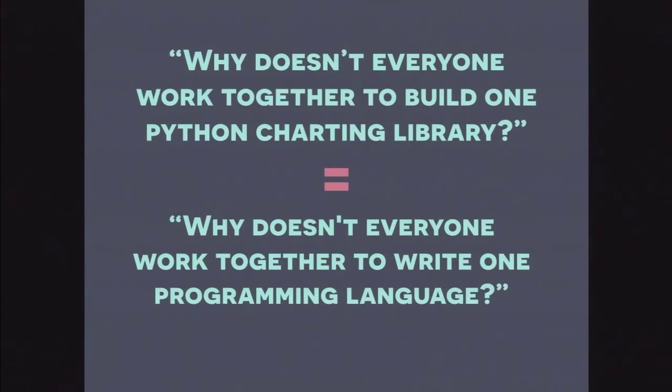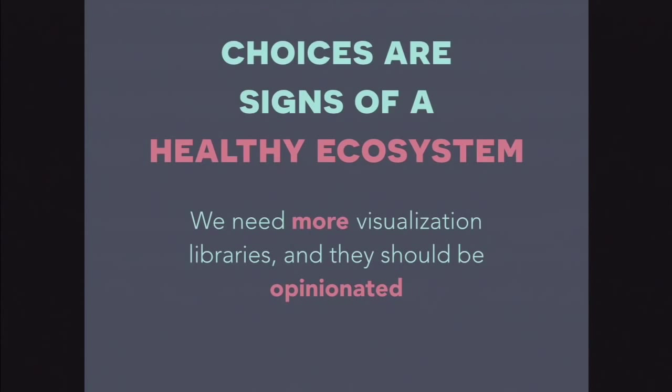Talking about the tool belt, I've heard this a number of times, in person and on Twitter, people saying, why are all these people building Python charting libraries? Why doesn't everybody work together and build one charting library? To me, that seems like, why doesn't everyone work together and write one programming language? Personally, I think that especially in data viz, choices are signs of a very healthy ecosystem. I think we need more visualization libraries, and that they should be opinionated. What do I mean by opinionated? I'm not necessarily sure we need another D3 library that can draw line charts and bar charts, but we might need another library that can aggregate and display data in unique ways. And at the end of this talk, I'll demonstrate a D3 library that is just drawing line charts and scatter plots, but it's doing so in a unique way and it's got unique interactions.